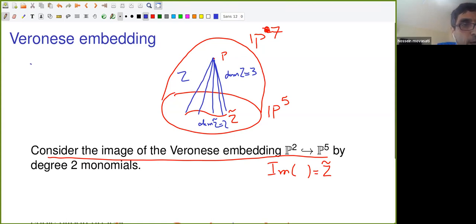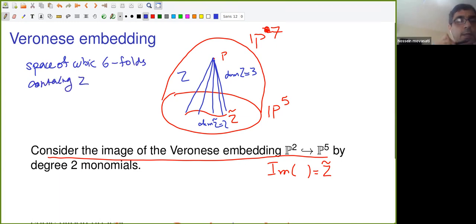Now consider the space of cubic six-folds containing this Z tilde. I mean, Z tilde is not fixed, so everything might vary. P5 is moving, Z tilde might move by automorphism of P5, and then by automorphism of P7, you also move Z. So at the end, you consider this space.